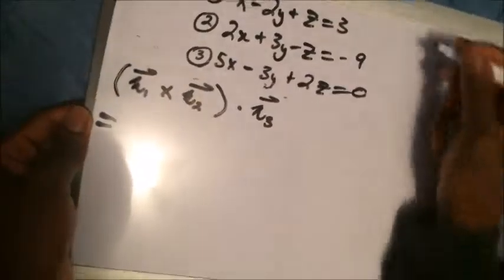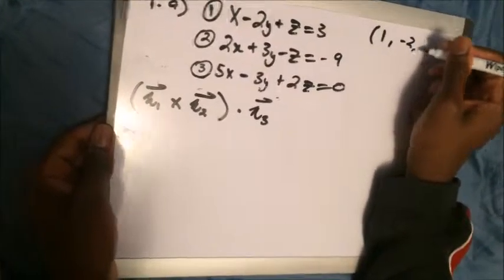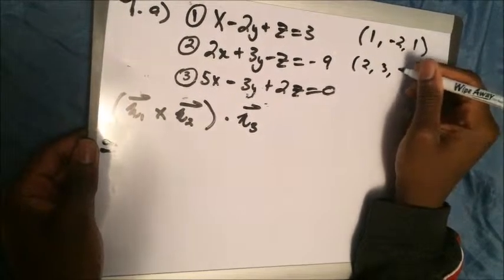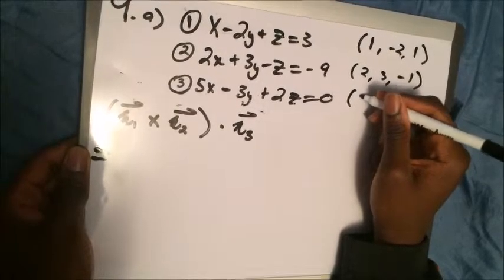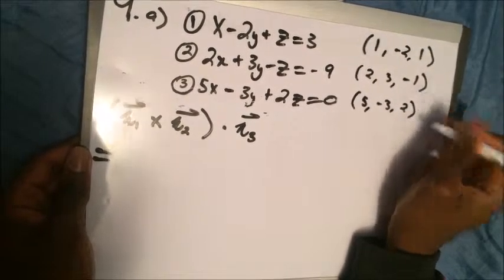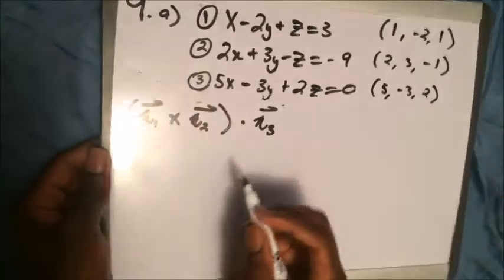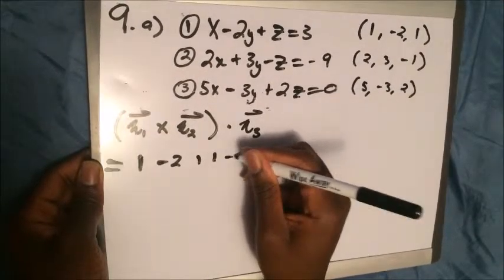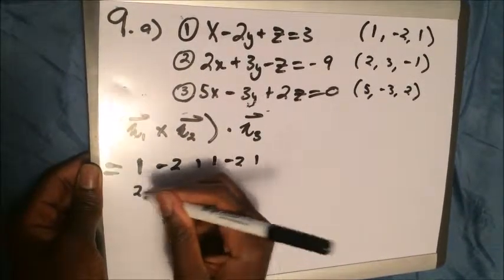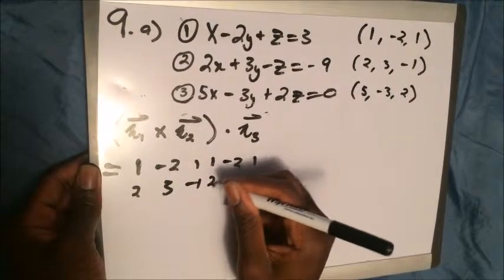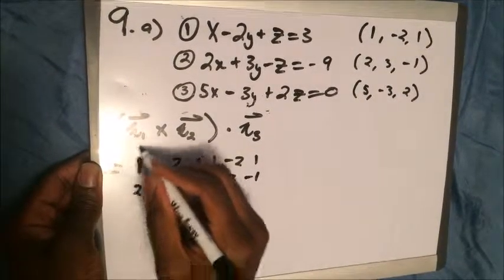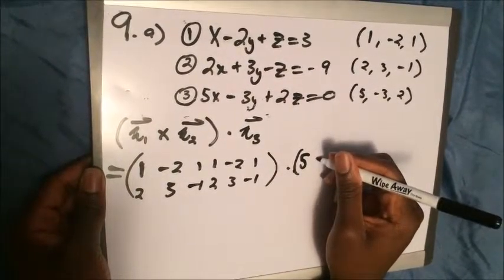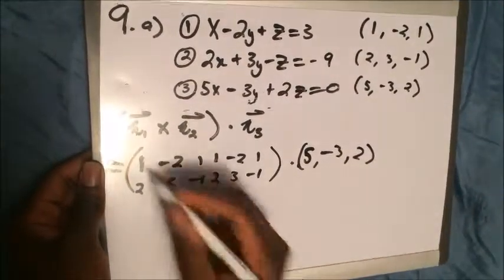So n1, like we said before, let me just write this out again. 1, -2, 1, normal 2, 2, 3, -1, and then normal 3, 5, -3, 2. So we have 1, -2, 1. Write this out twice. Then write normal 2, 2, 3, -1, 2, 3, -1, dotted with n3, which is 5, -3, 2.